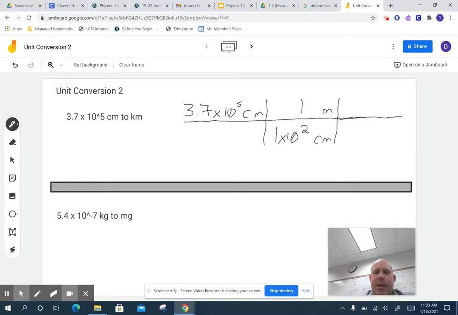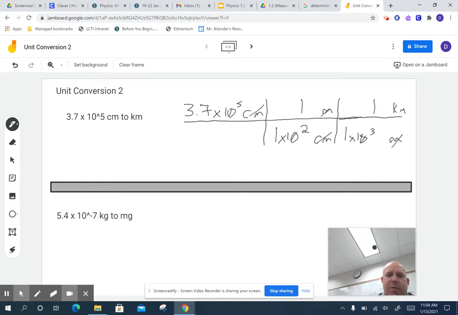Now let's make another jump. We're going to go from meters to where we want to go, kilometers, right? And we know that 1 kilometer is 1 times 10 to the 3rd meters. Okay. So let's do our canceling. Meters cancel, centimeters cancel, leaving you with kilometers. And here it's 3.7 times 1 times 1 divided by 1 times 1, so it's 3.7.